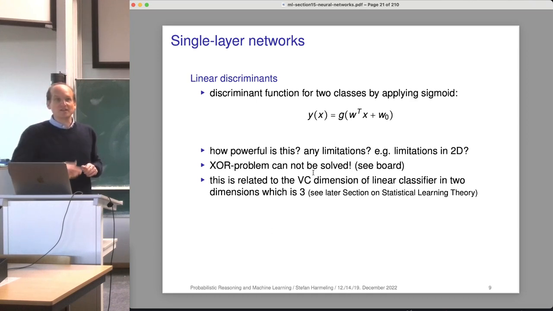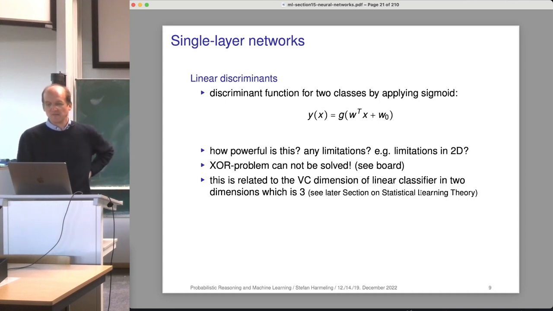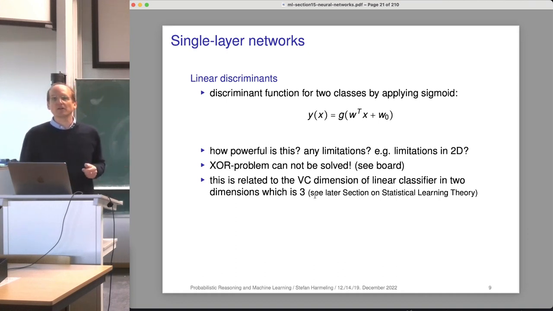The deeper insight here is related to the Vapnik-Chervonenkis dimension of linear classifiers, something we haven't talked about, but there will be a lecture on statistical learning theory as well. There we talk about the VC dimension very briefly. It's a very different point of view at looking at machine learning, very mathematical. We will look at this so that you get an intuition for it. Basically, a linear classifier in two dimensions has a VC dimension of 3, whatever that is, but it means it is restricted in what it can do.